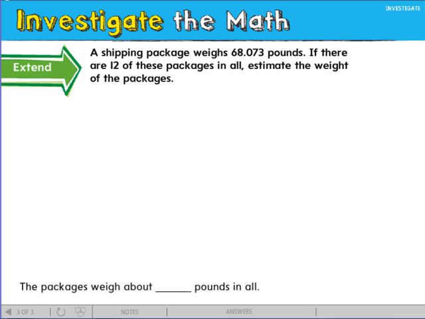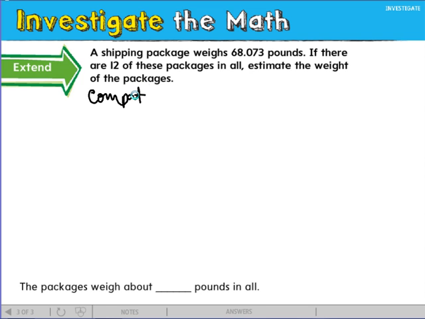A shipping package weighs 68 and 73 thousandths pounds. If there are 12 of these packages in all, estimate the weight of the packages. So you guys are going to work this out. What number needs to be rounded? The weight of the package. And then times it. Okay, let's do this with compatible numbers.